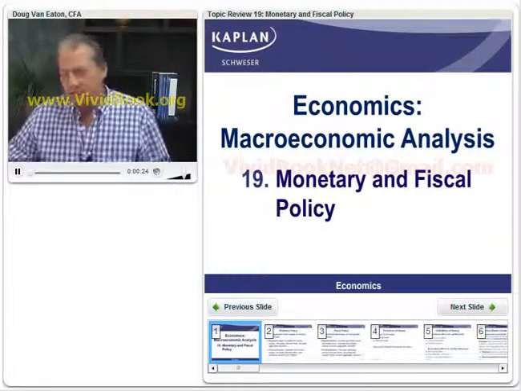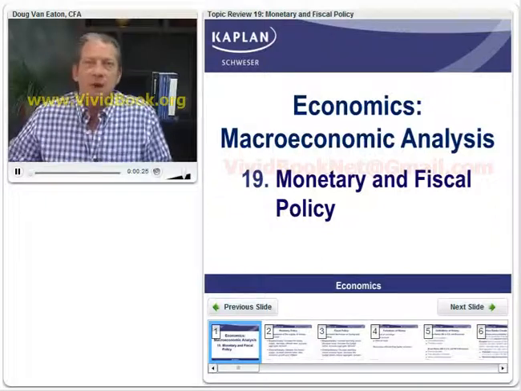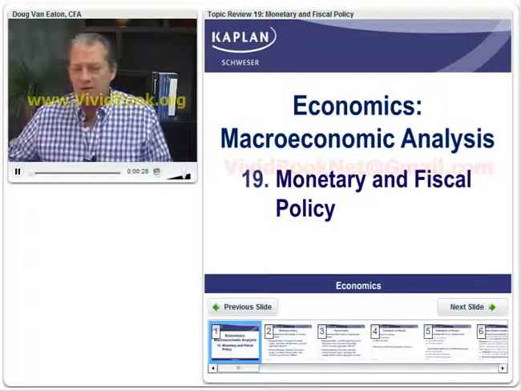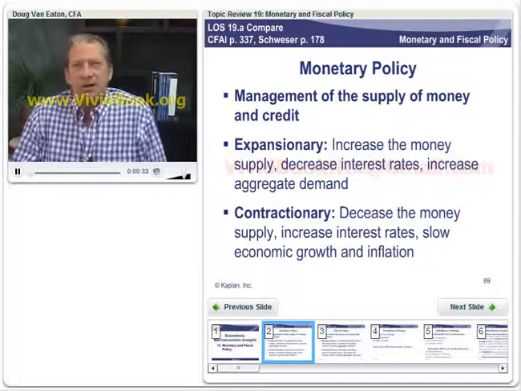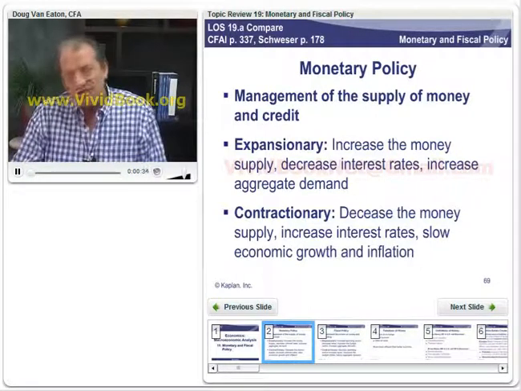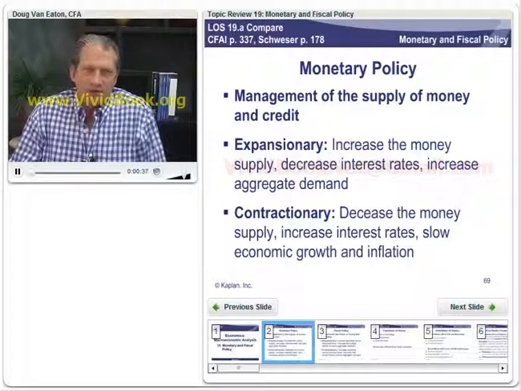Not too much analytical in here. So let's jump in and first off just define what we mean by monetary and fiscal policy. Now, monetary policy, management of the supply of money and credit. We've talked about this in other study sessions so far.